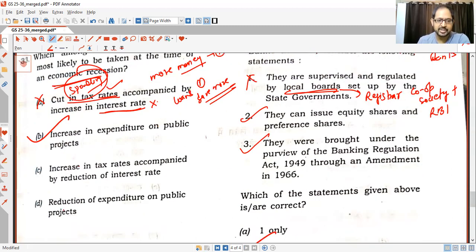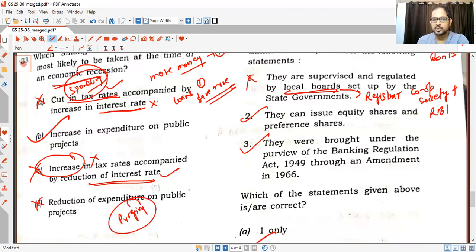Now let's look at statements C and D first, and then I'll tell about statement B. Increase in tax rates accompanied by reduction in interest rate. Again, reduction in interest rate is fine, but increase in tax rate is not correct. So C is incorrect. Reduction of expenditure on public projects, again, for revival. If you have heard about the stimulus package, for example, in the COVID-19 crisis, the government issued a stimulus package. If expenditure on public projects is reduced, it will again lead the economy to recession. So D is also incorrect.